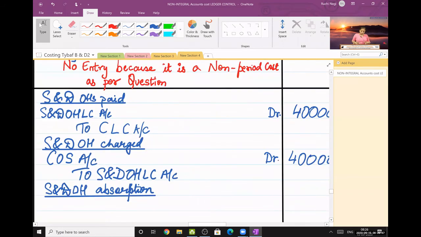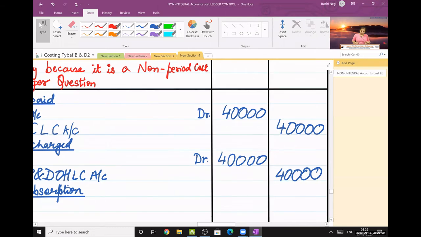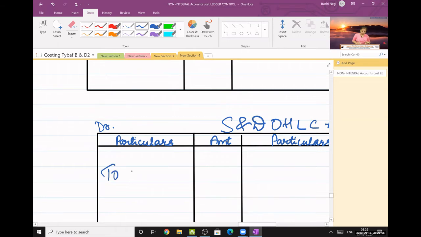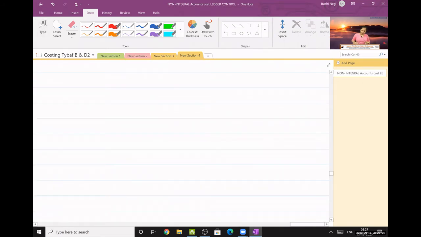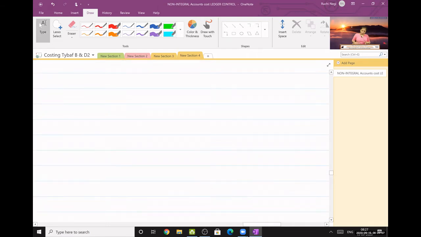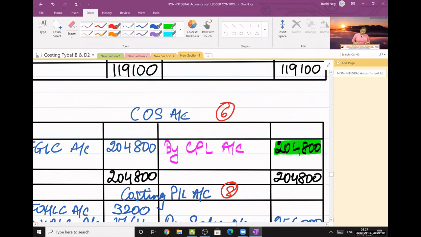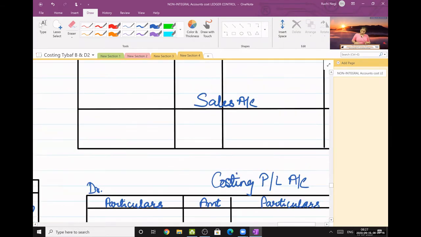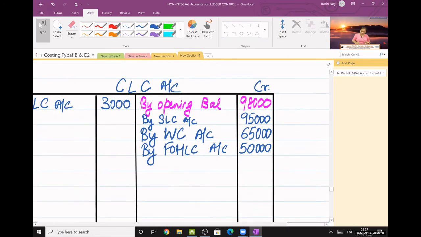Next, selling and distribution to CLC 40,000. So on the debit side, write down to CLC in selling and distribution account 40,000. Take the second effect in CLC. Credit side by selling and distribution overheads ledger control account 40,000.